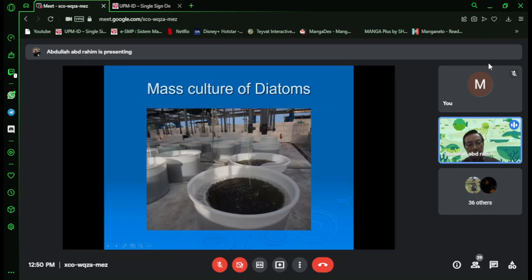This is mass culture of microalgae, mass culture of diatoms. In this case, this company produces Chaetoceros. Okay, when you see the water like very dark brown like this, it means that your Chaetoceros is very abundant. All right, banyak Chaetoceros dia ni. Okay, see all these tanks, all filled up with Chaetoceros diatom. All right.